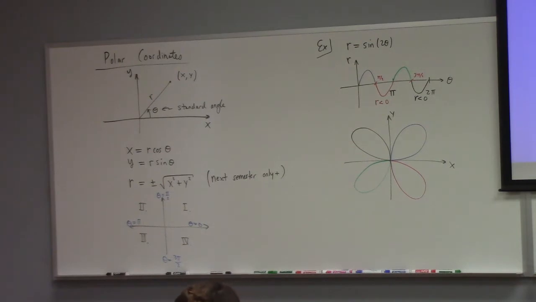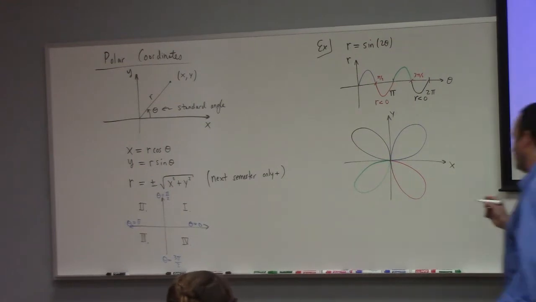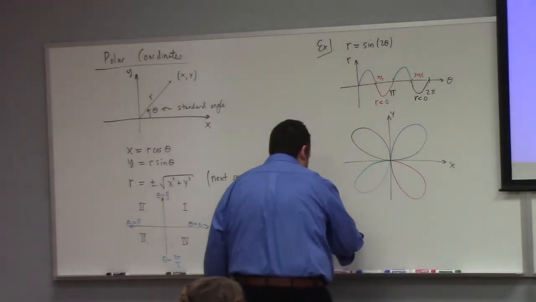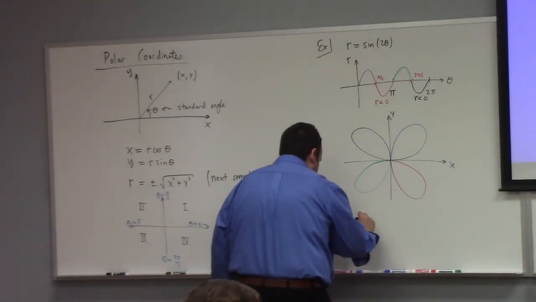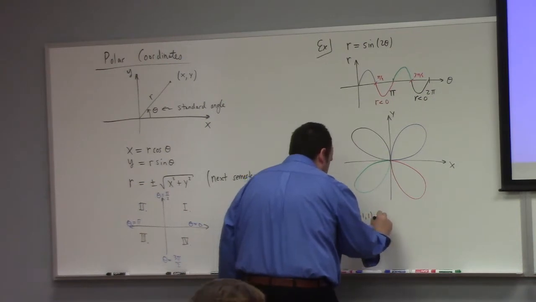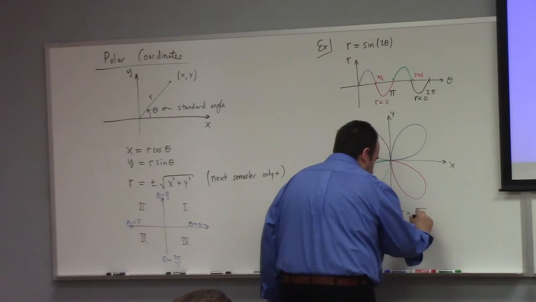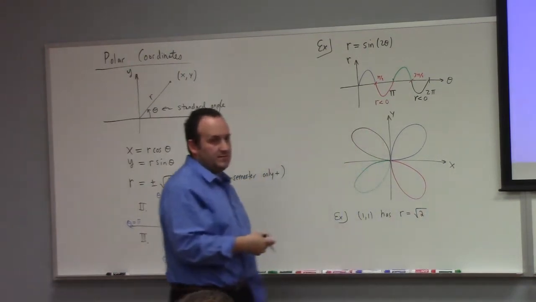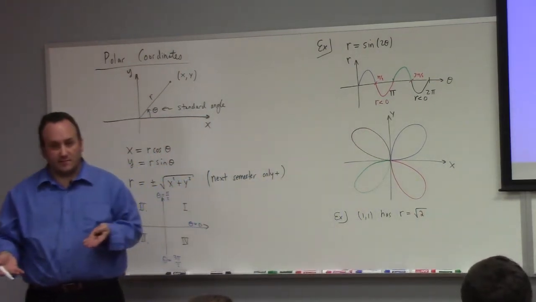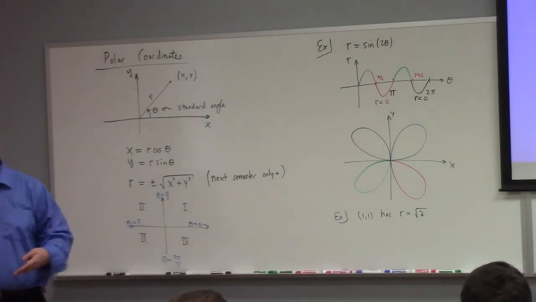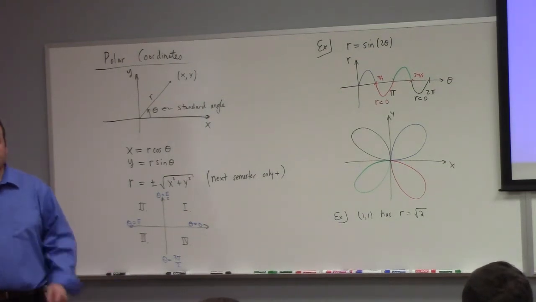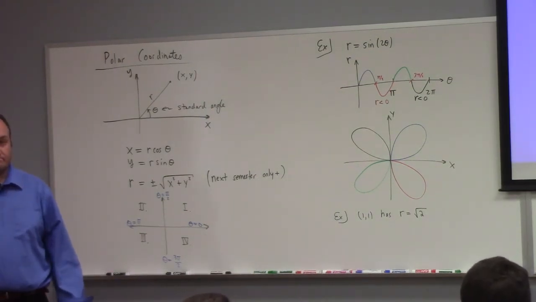Do you understand why that is? It annoys me that in the other way of thinking, if I told you the point 1, 1, I'd like to say r is equal to the square root of 2 and be done with it. And that is what we'll say in here, except when we're graphing. All right?